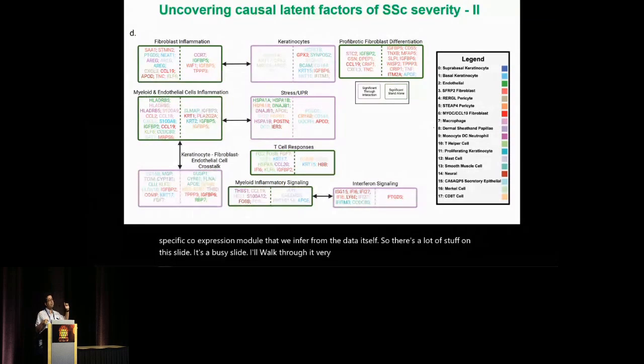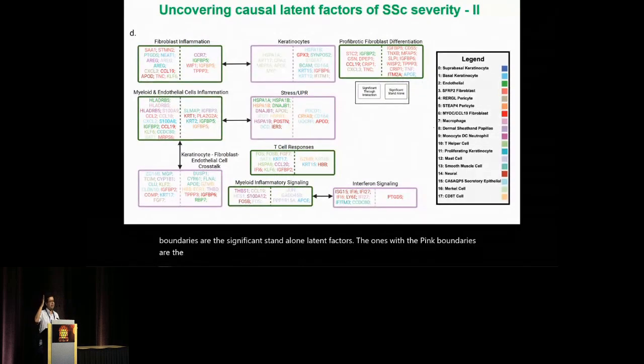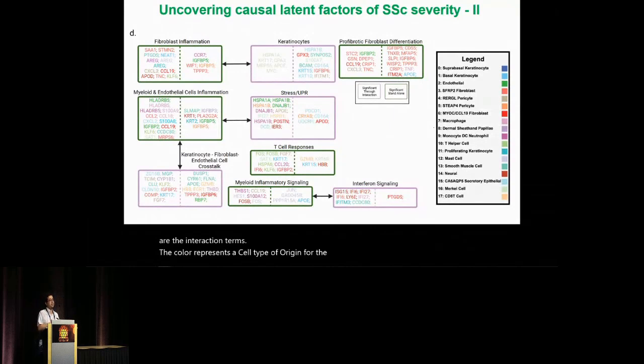The ones with the green boundaries are the significant standalone latent factors. The ones with the pink boundaries are the interaction terms. The color represents a cell type of origin for the transcript, and things on the left of the dotted line are associated with higher disease severity, things on the right associated with lower disease severity.